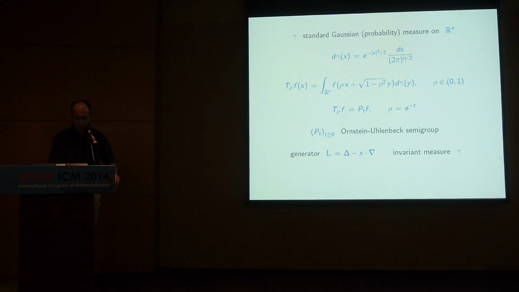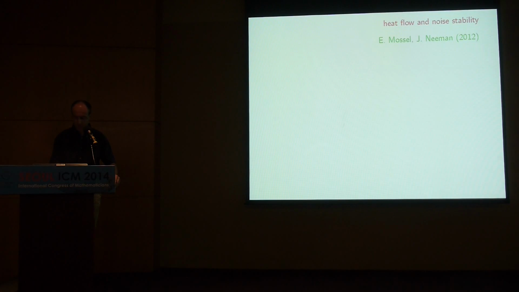So the noise stability relation with heat flow that I would like to emphasize in this last part is a recent result by Mossel and Neeman, which states the following. You fix a rho, so fix a time, if you like, in terms of the Ornstein-Uhlenbeck semigroup or the Hermite semigroup. Look at a function J with two variables, and look at two smooth functions f and g. Then the theorem by Mossel and Neeman is the following.